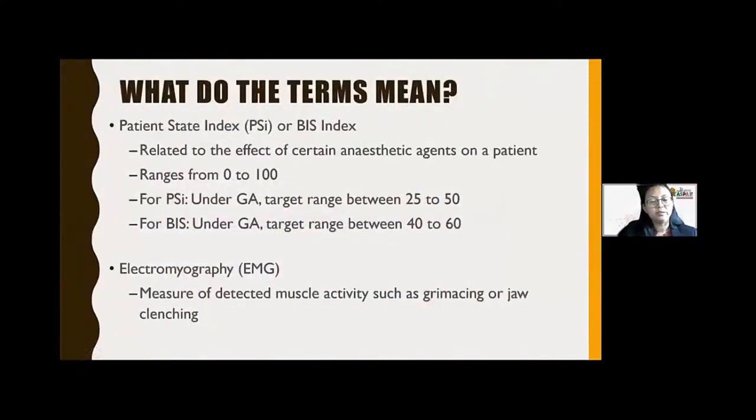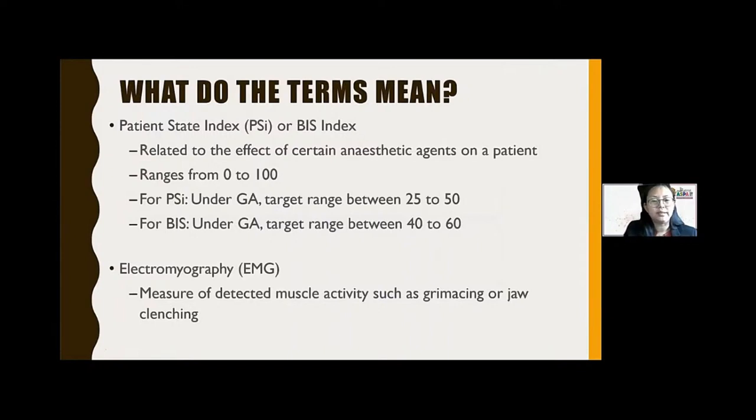What do the various terms mean? Patient State Index or BIS index is related to the effect of certain anesthetic agents on the patient. It ranges from 0 to 100. For PSI, the target range is between 25 to 50 under general anesthesia. And for the BIS, the target range is between 40 to 60 under general anesthesia.